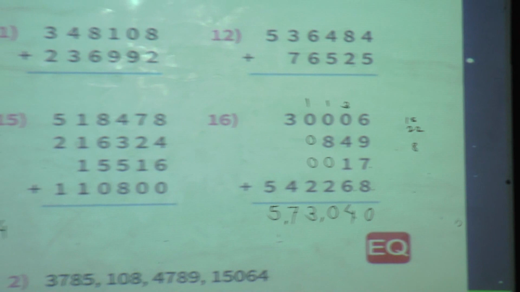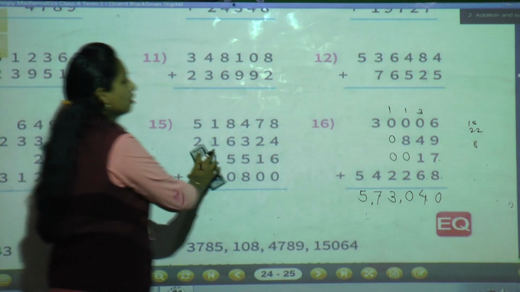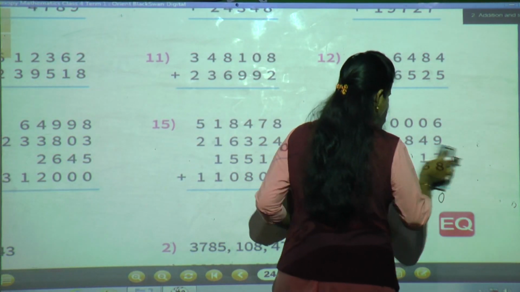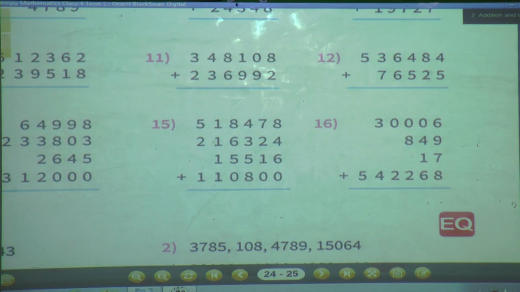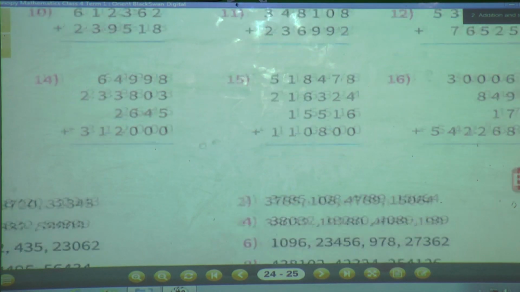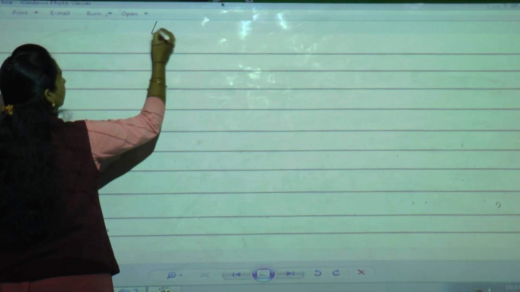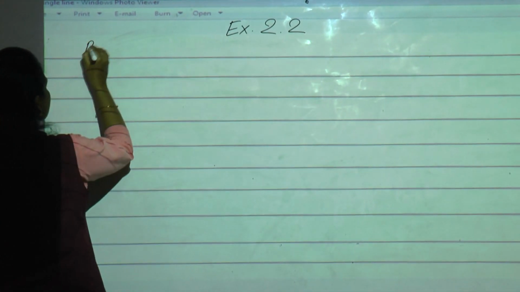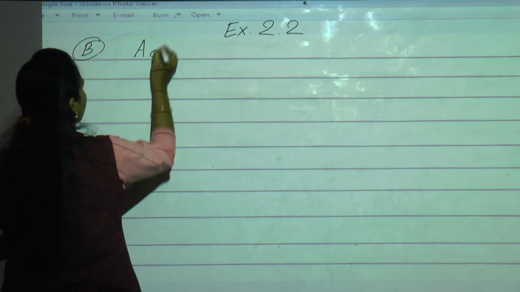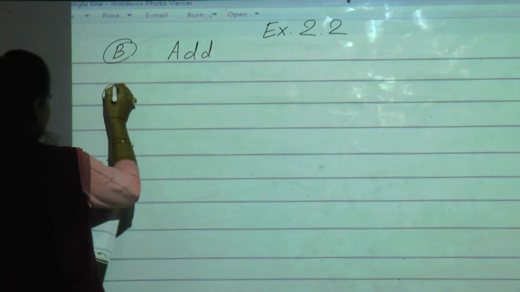So I have solved 8 sums for you. The remaining 8 are very easy. You are going to solve by yourself. Now we will start exercise B question, exercise 2.2 only. Add. B question is add. In that we will start the first question. What is the first question?